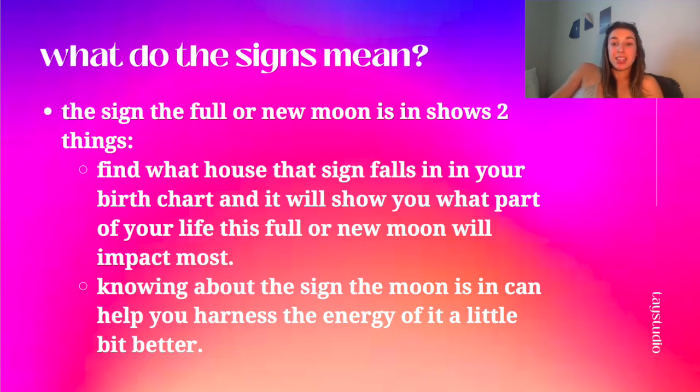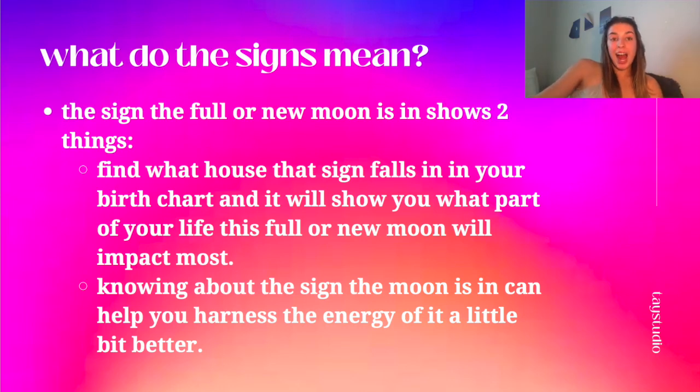Find which house that sign falls in your birth chart, and it will show you what part of your life this full or new moon will impact most. My Virgo is in the 11th house. So the 11th house is about innovation, creativity. It's ruled by Aquarius. The new moon will mostly affect that area of my life. And so when I'm doing my manifestations and my goal setting, I can tailor my goals to Virgo, but also to Aquarius because that's the house that it's in.